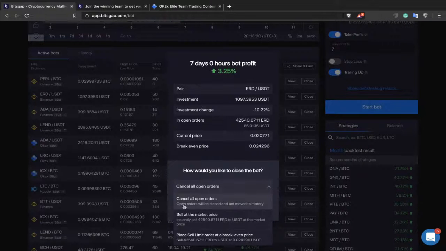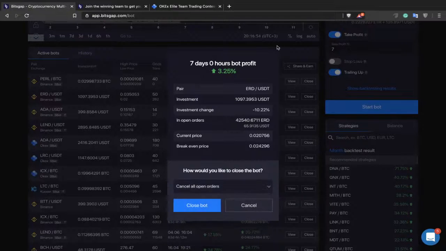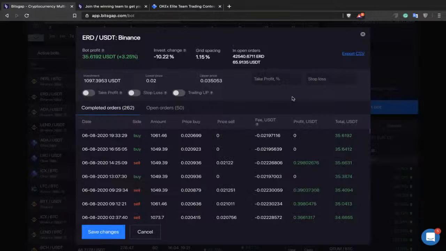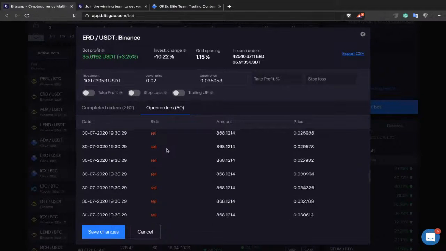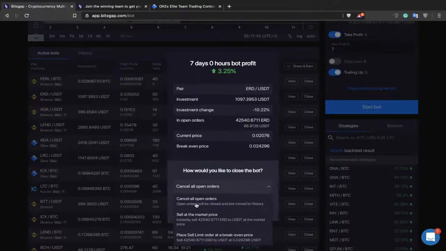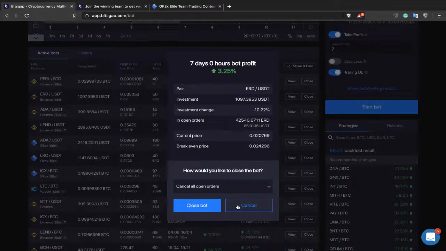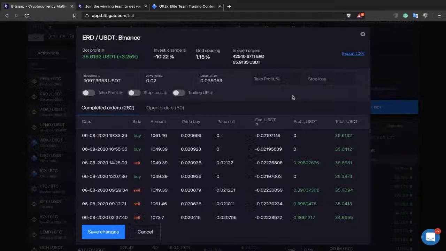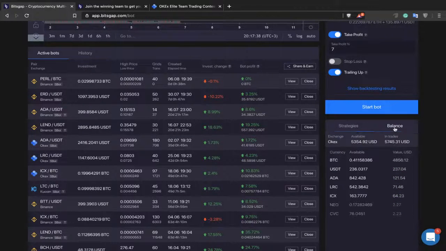The first one is the simple one that simply cancels out all of the open orders. So if you click on view, you see it currently has 50 open orders. These are all of the limit orders currently open. When you select the first exit option, it will automatically close all of these 50 open orders, and the bot will be moved to history. But you have to take into account that you will have some of the base currency left on your balance. So even though you closed the bot, you didn't sell the base currency in this case. It's just something you have to keep in mind in case you don't want to be affected by the value change of the ERD any longer.